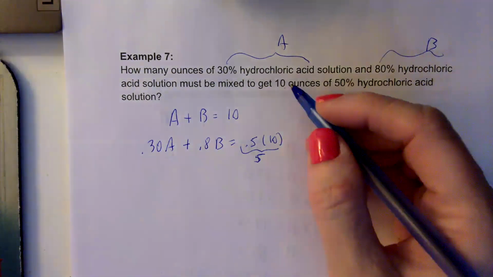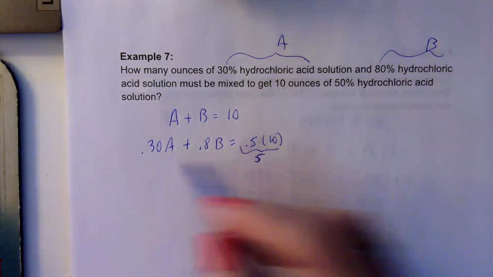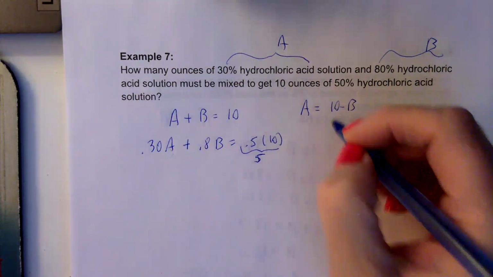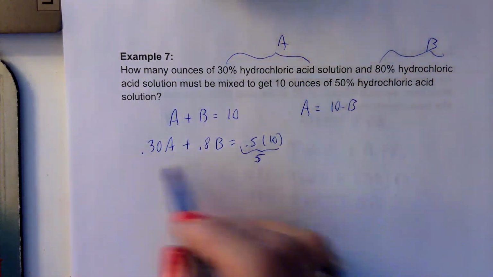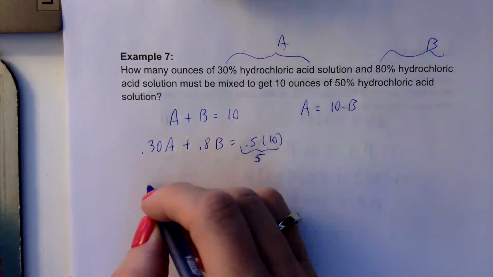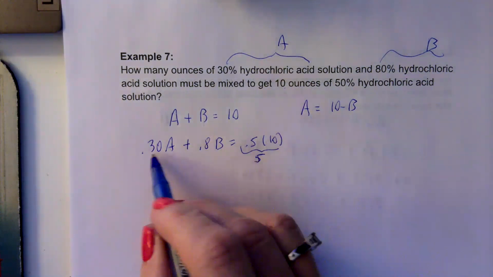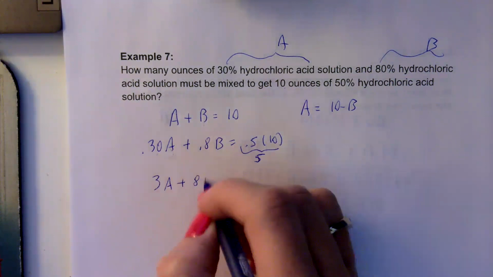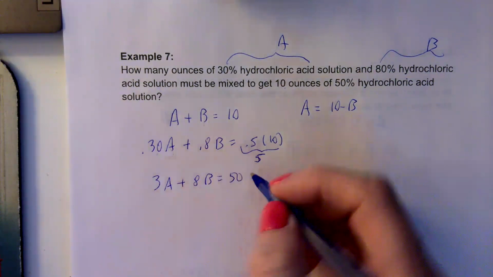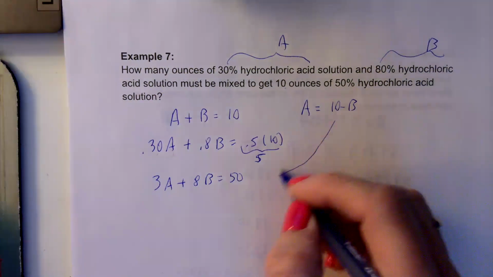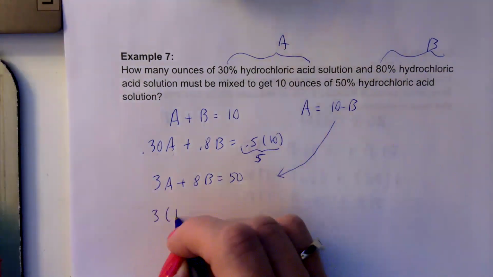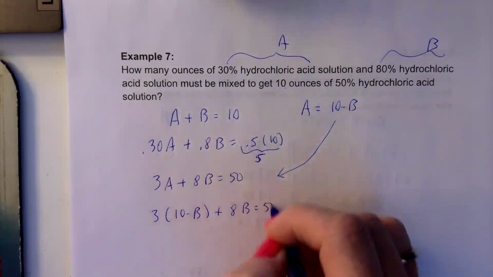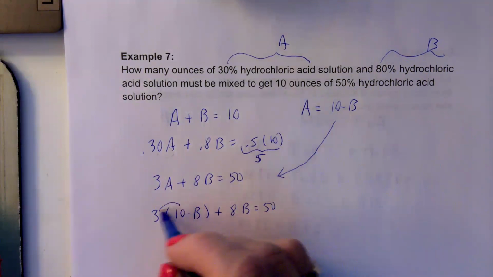Okay, so I am going to say A equals 10 minus B and substitute. And before I do that, I'm going to move everything over by 100, actually just multiply by 10. So I've got 3A plus 8B equals 50. And then I know this. So 3 times (10 minus B) plus 8B equals 50. And then I can distribute.